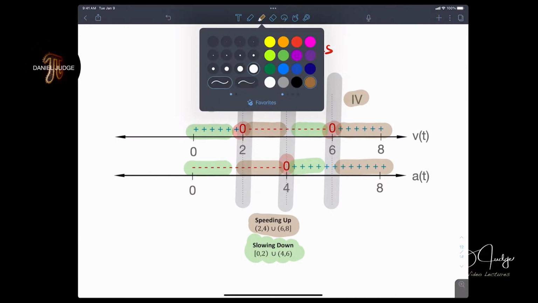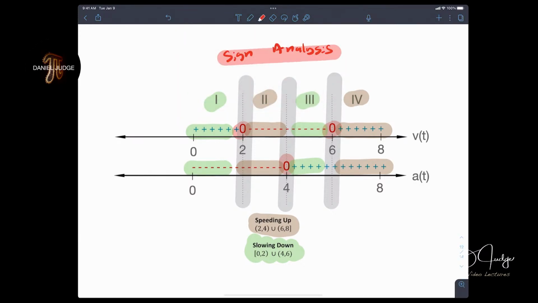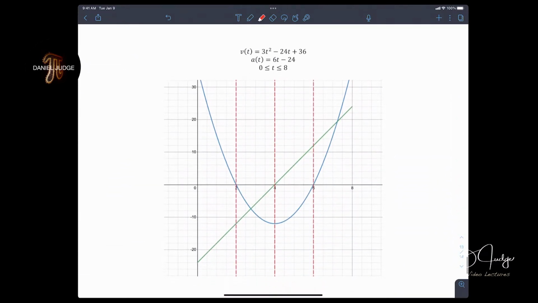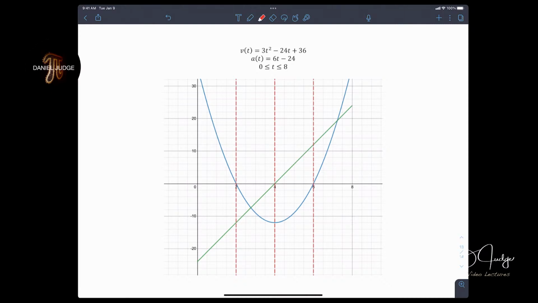And that was the whole idea, to show you this by sign analysis. Now, you might say, Mr. Judge, did we have to do this by sign analysis? And I'll say no. Notice the homework that they gave you on this question was prior to sign analysis.